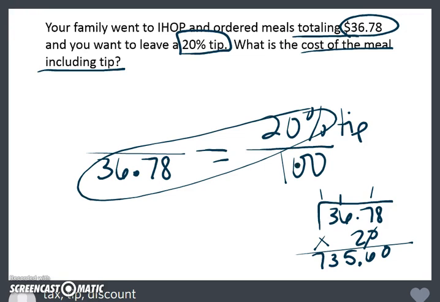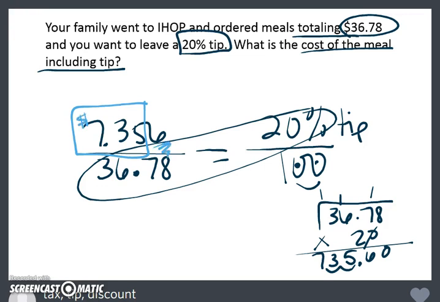Now when I divide by 100, once again, we're going to move the decimal 2 places to the left, and I get 7.356. But once again, I have this extra decimal on the end. So it should be approximately $7.35, but the 6 tells me to add 1 penny. So my tip equals $7.36.